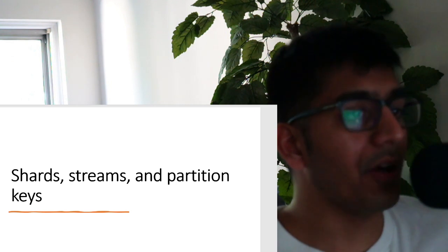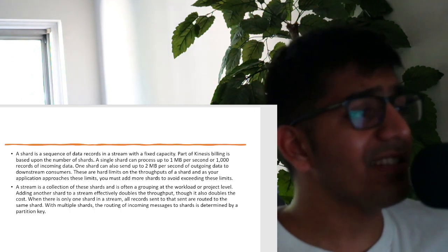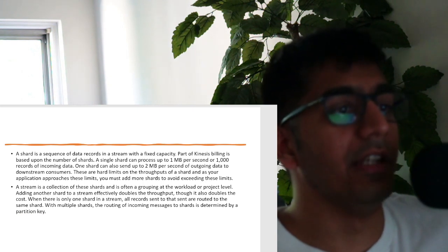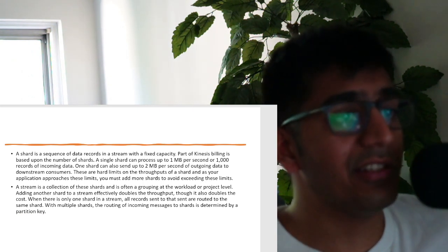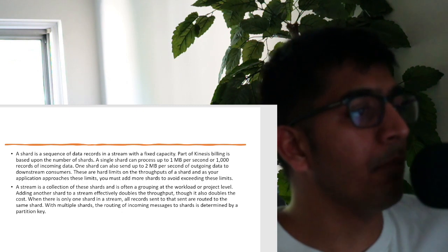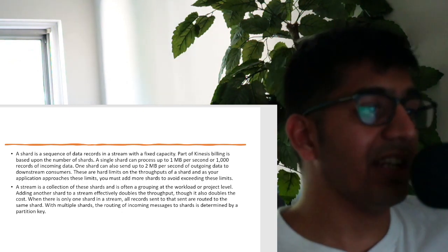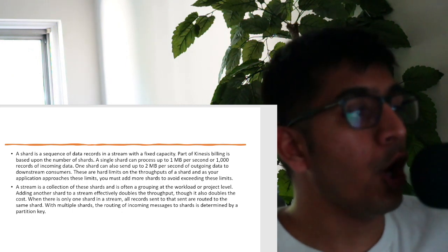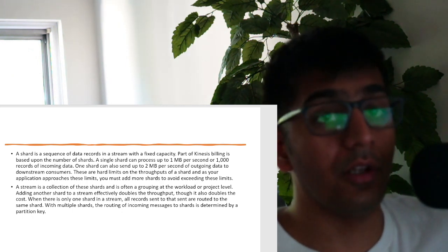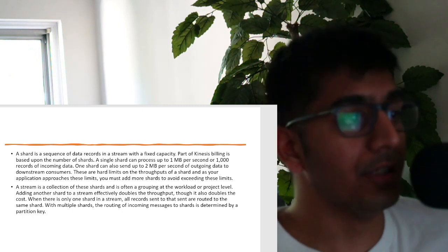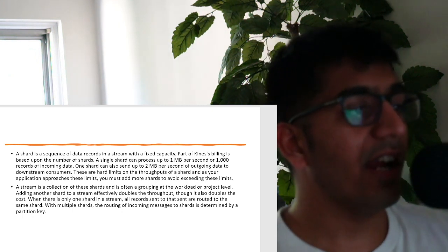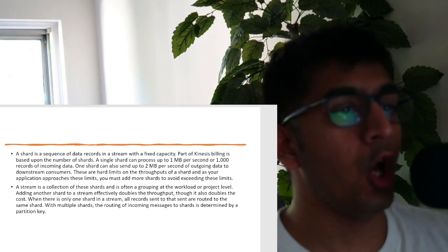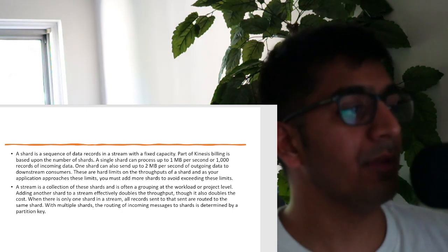Shards, streams, and partition keys. A shard is a sequence of data records in a stream with a fixed capacity. Part of Kinesis billing is based upon the number of shards. A single shard can process up to 1 megabyte per second or 1,000 incoming records. Very, very important for us to know these numbers. One shard can also send up to 2 megabits per second of outgoing data to the downstream consumers.